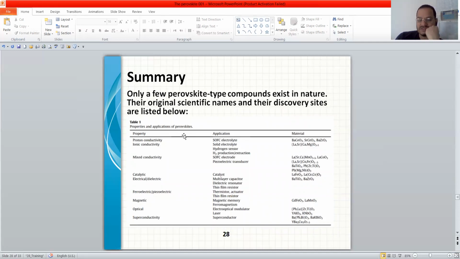This is only a few, but it is an important note, because it is related to the review topic that I put in the summary slide. Only a few perovskite type compounds exist in nature. Their original scientist names and discovery sites are listed below. If you're interested in this topic, you can take a look at this column. The important thing for us is that only a few perovskite type compounds exist in nature.